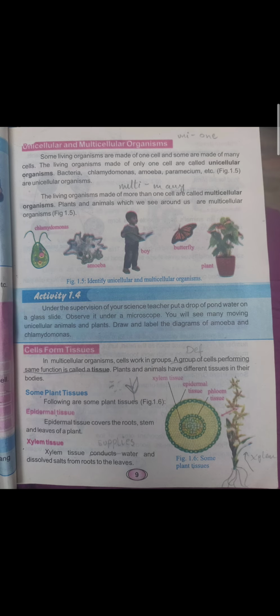Underline the definition of unicellular organisms. The living organisms made of only one cell are called unicellular organisms. Uni means one, while multi means many. The living organisms made of more than one cell are called multicellular organisms.